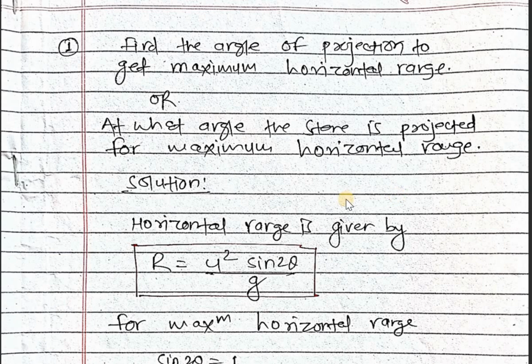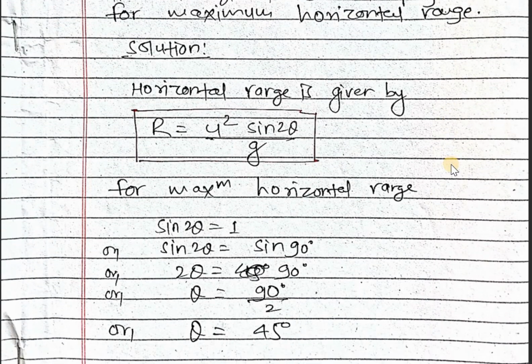Everyone, welcome to numerical problems of kinematics. There are a few numerical problems which are very important from the exam point of view. The first numerical problem is: find the angle of projection to get the maximum horizontal range. Or this question is asked in this way: at what angle should the stone be projected for the maximum horizontal range?